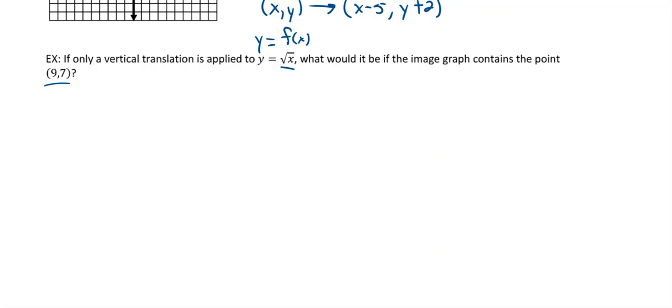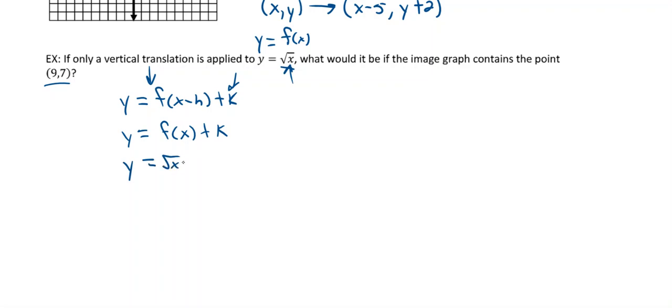Okay, so the key here is that if only a vertical translation happens, that means that, so far what we've looked at is y is equal to f of x minus h plus k. It's only the k value, right? Nothing happened to the h value. It didn't translate left and right, so I'm only going to worry about the k value. So it's really y is equal to f of just x plus k. And f of x was the function they gave us there. So y is equal to the square root of x plus k.